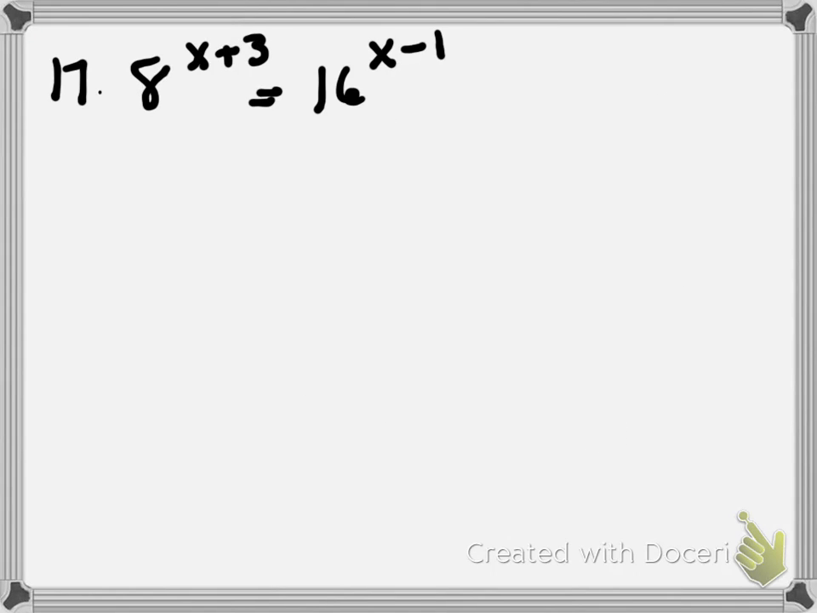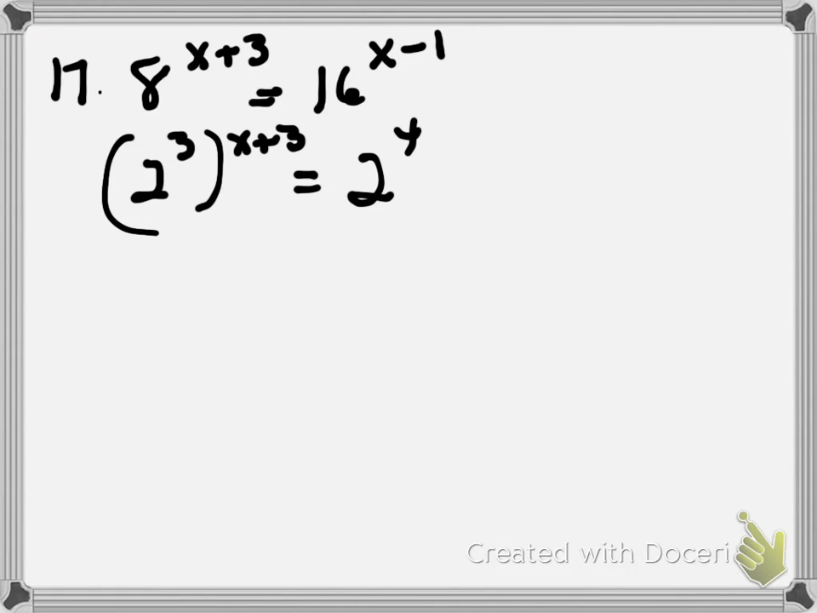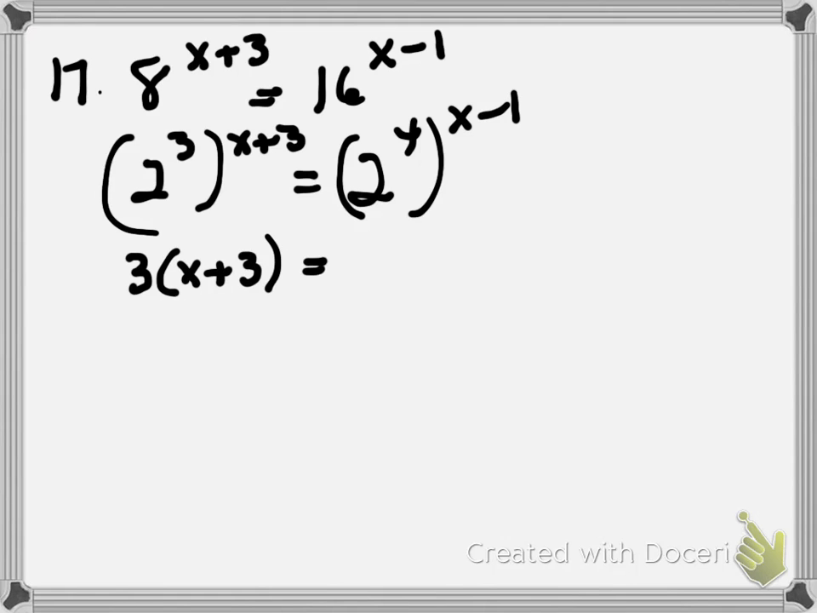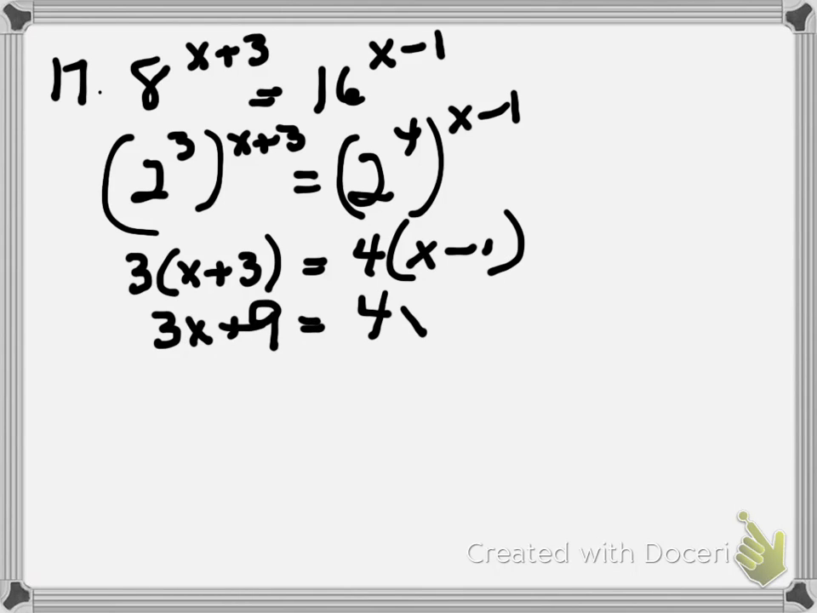Write each as a base of 2. So I have 2 to the third power raised to the x plus 3 power equals 2 to the fourth power raised to the x minus 1 power. Equate the exponents. 3 times x plus 3 equals 4 times x minus 1. 3x plus 9 equals 4x minus 4. x is equal to 13.